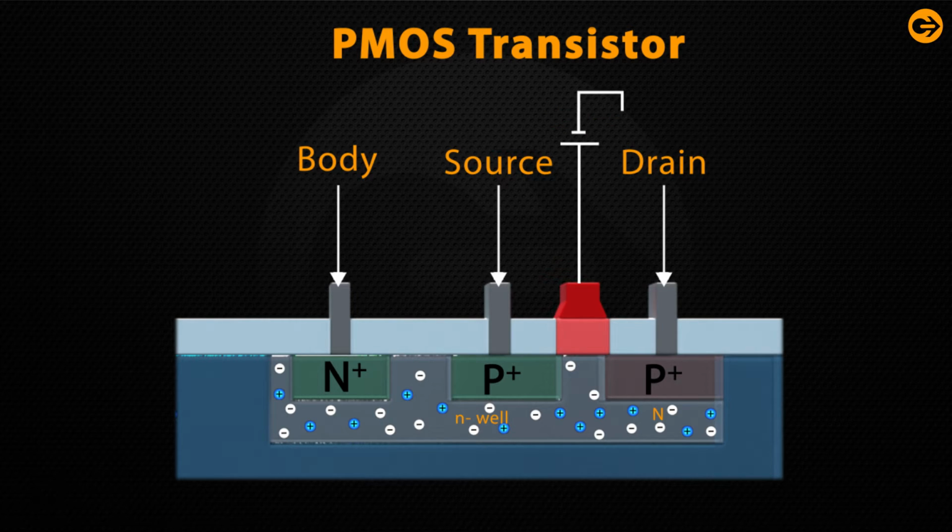When we apply a negative gate voltage, the electrons present under the oxide layer are pushed downward into the substrate with a repulsive force. The depletion region is populated by bound positive charges which are associated with the donor atoms. The negative gate voltage also attracts holes from the P+ source and drain regions into the channel region.